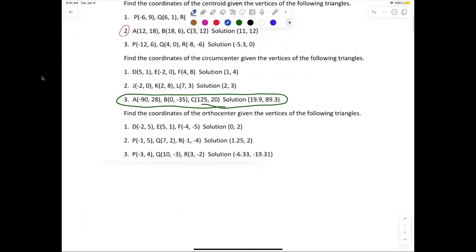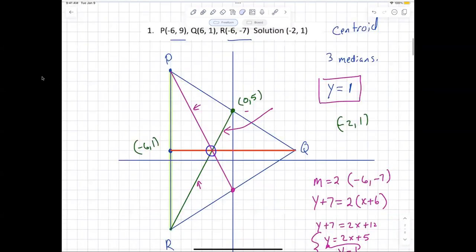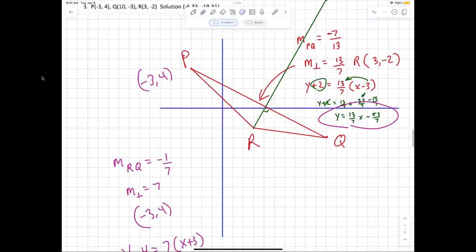All right, now we'll do the orthocenter. Now, the orthocenter, let's do the difficult one, number 3. We already did that one. All right, so let's do number 2.